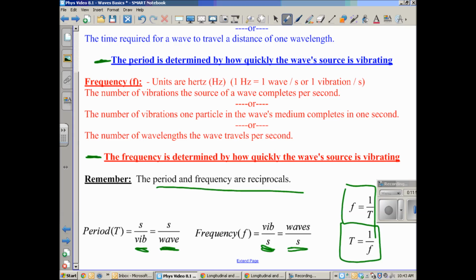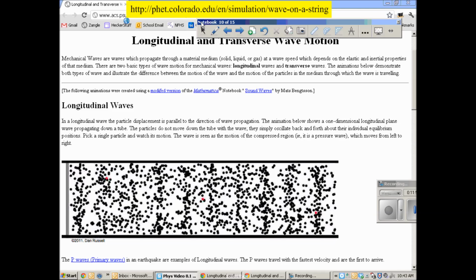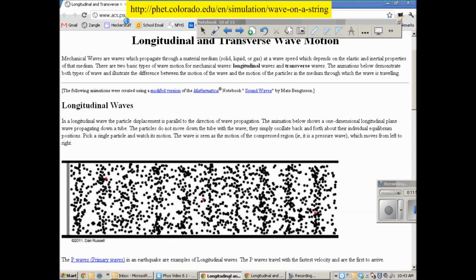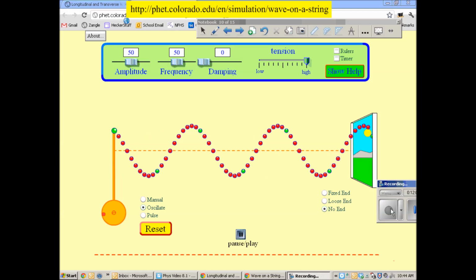All right, so let's take a look at this so that we can get a visual. Oh my gosh, why are there a bazillion windows open? All right, so there we go.